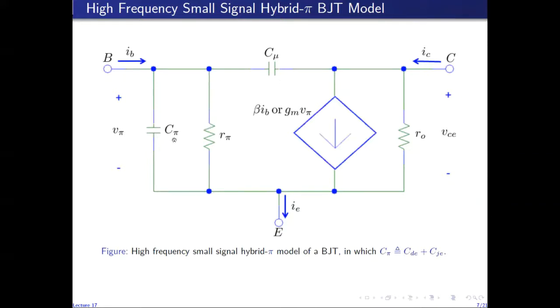And C pi here is the total capacitance between base and emitter. That is, there are two capacitive effects between base and emitter. There is the diffusion capacitance, and then there is the junction capacitance. Since capacitors in parallel add, we add the two, and we call the result C pi. So C pi is the total capacitance between base and emitter, taking into account the junction capacitance and the diffusion capacitance.